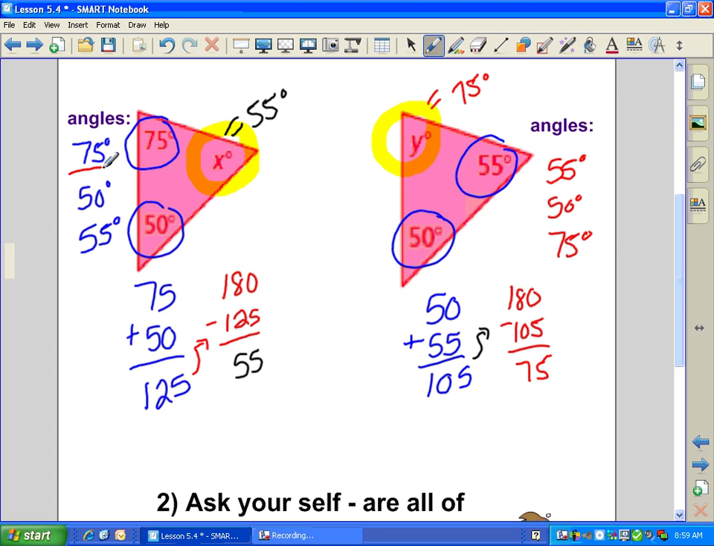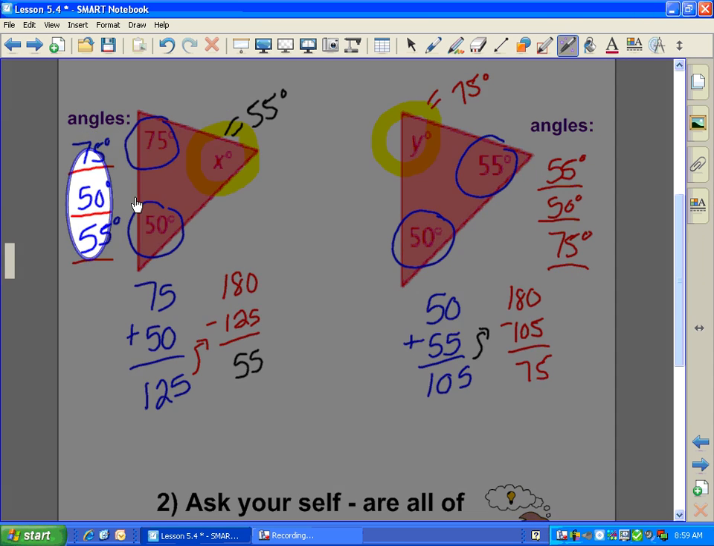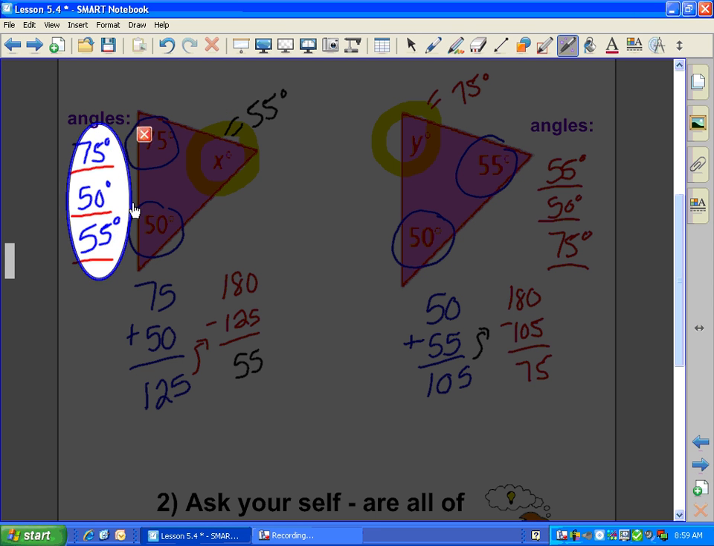So I have 75 degrees in this triangle. How about that? I got a 75 degree there. 50 degrees, 50 degrees, 55 degrees, and 55 degrees. So we should be able to see all of the angles in the triangle are the same. 75, 50, and 55.